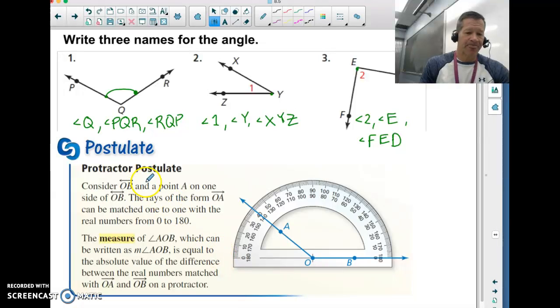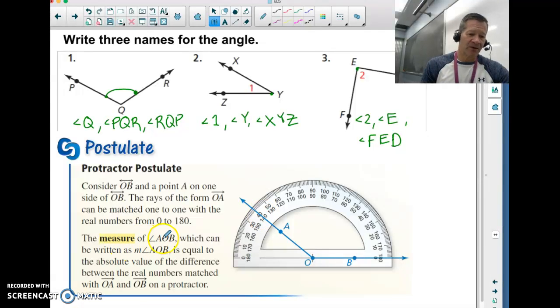It would continue this way. And a point A on one side of line OB. That's not really happening here. Point A is on a whole different one. Anyway, the rays of the form OA can be matched 1-to-1 with the real numbers from 0 to 180. So this ray, OA, I can match with one real number from 0 to 180. Now it depends. If we use the inside, it would be matched up with 140. If I use the outside numbers, I would line it up with 40 degrees.